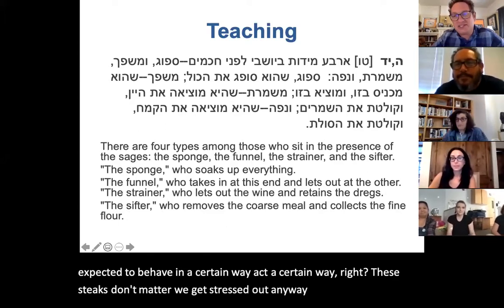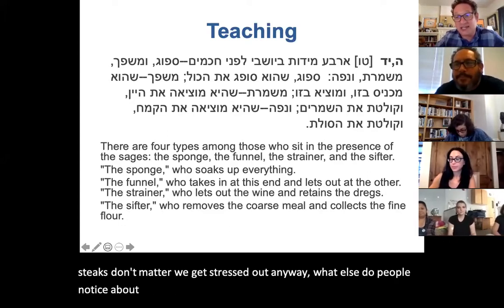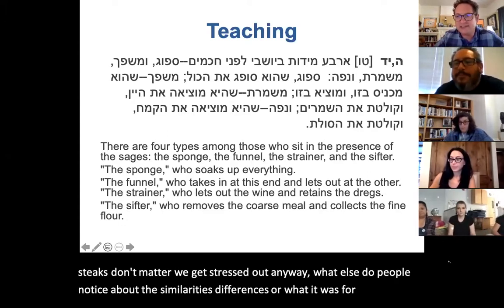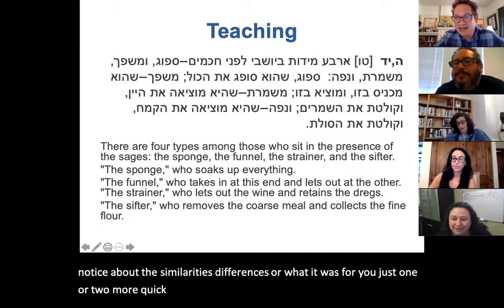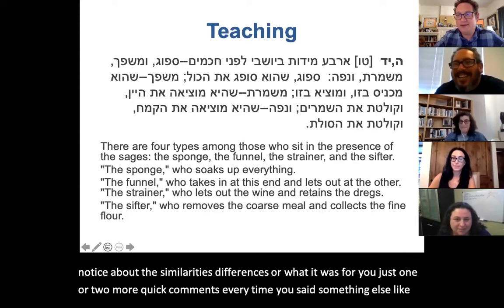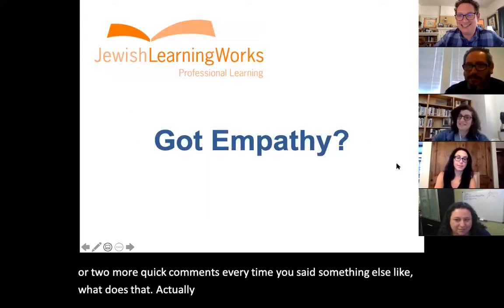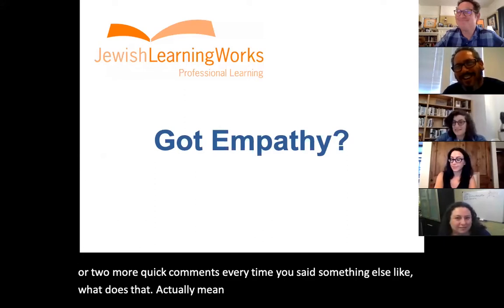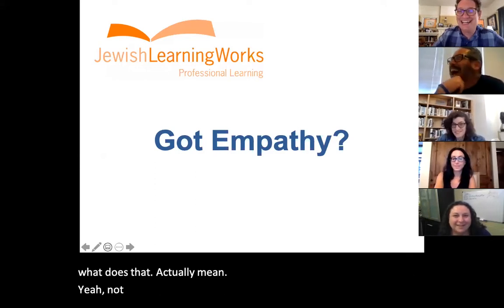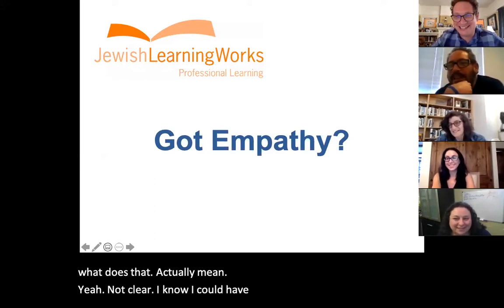What else did people notice about the similarities, differences, or what it was like for you? Just one or two more quick comments. Oh, go ahead. Sorry. I was just saying, I found it confusing. Like every time you said something, I was like, what does that actually mean? Yeah, I was like, wait, I start in the middle, and then how do I draw a triangle if I draw a straight line? Yeah, that's exactly it. Not clear. A squiggly oval. What is a squiggly oval? I know. I could have said draw a cloud, but that would have been too easy.